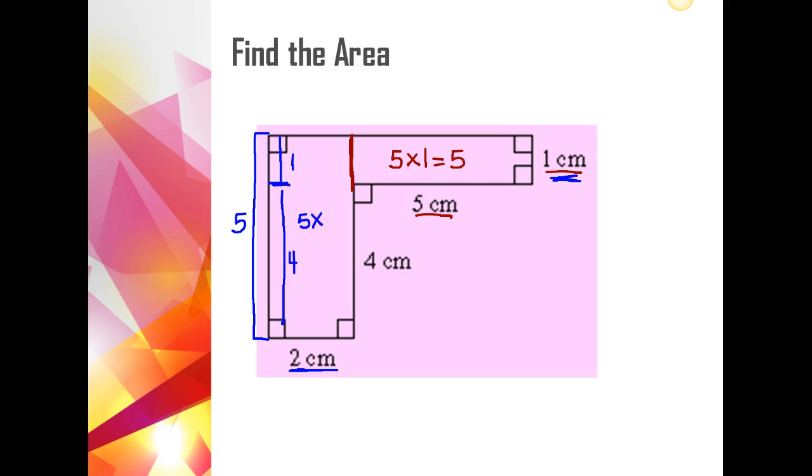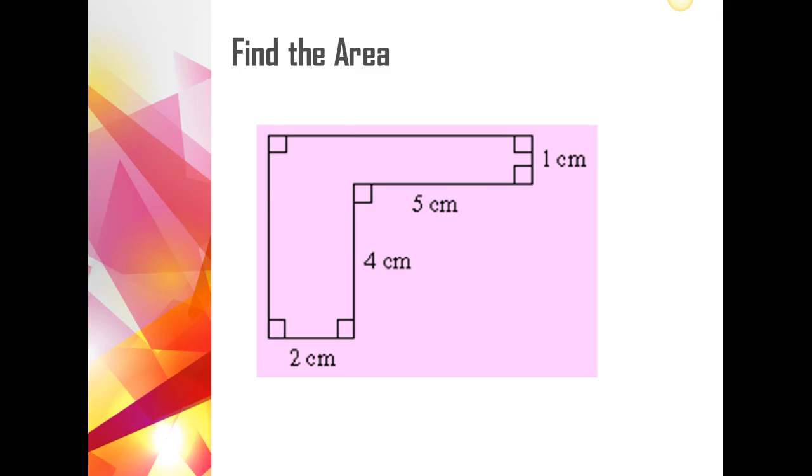To find the area, we will multiply 5 times 2 to get 10. The total area of the figure will be 5 centimeters squared from the first rectangle plus 10 centimeters squared from the second rectangle, which equals 15 centimeters squared. Of course, that's not the only way to solve the problem, so let's look at a couple more.